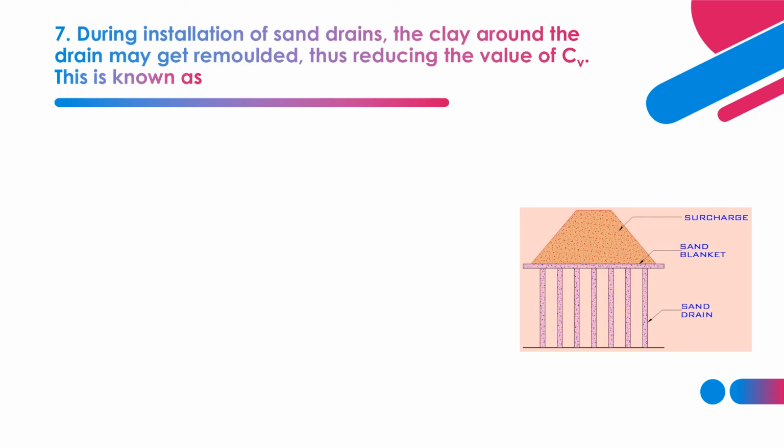The seventh question is based on sand drains. During installation of sand drains, the clay around the drain may get remolded. Obviously it gets remolded due to expulsion of water and some disturbance caused by sand drains. Thus it reduces the value of the coefficient of consolidation. So what is this phenomenon known as?